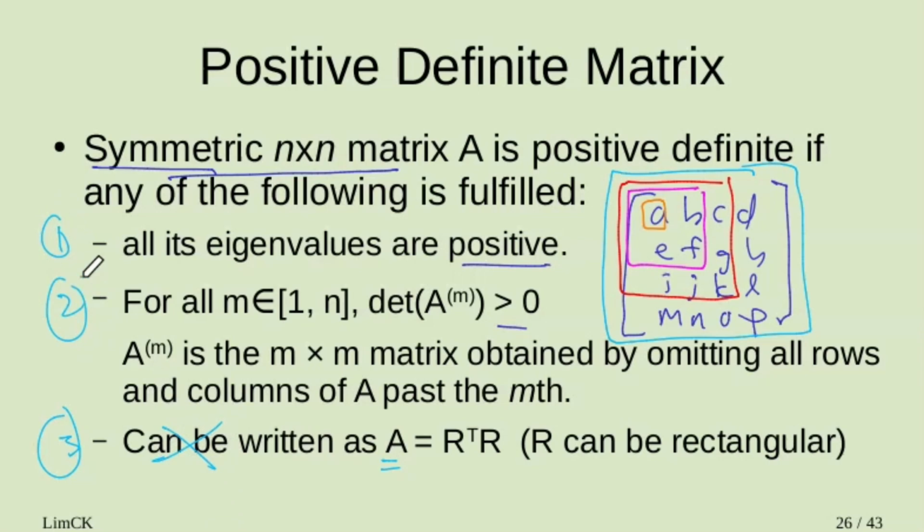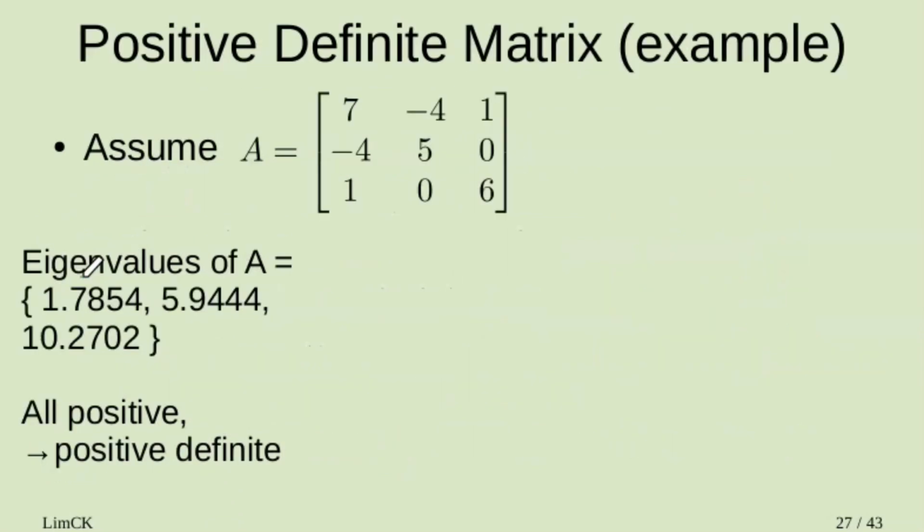Let me give you an example. For example, this is a matrix A. To determine whether the matrix A is positive definite or not, first we find the eigenvalues of A. You find the eigenvalues, and these are the 3 values: 1, 2, 3. This matrix has 3 eigenvalues. All the 3 eigenvalues are positive, right? So this is positive definite.